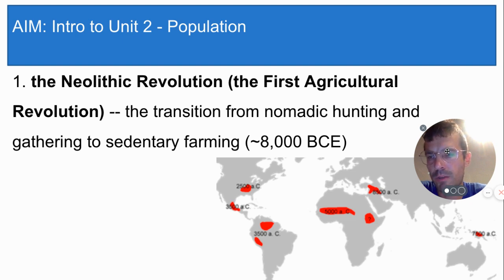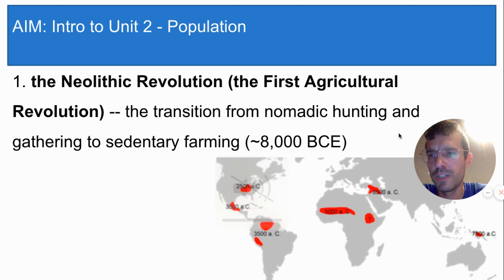They stopped being nomadic. Sedentary farming produced more food than hunting and gathering had, and around 8,000 BCE, the global population increased by a small amount. Compared to the events that I'm going to tell you about in a moment, the Neolithic Revolution had a tiny effect on the global population, but it did cause the global population to increase a little bit.